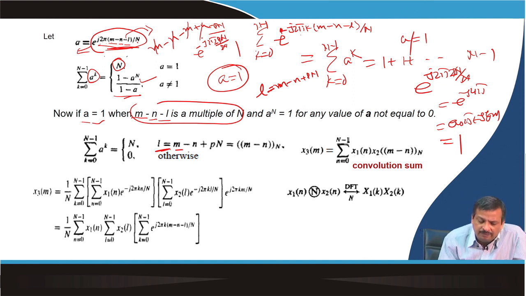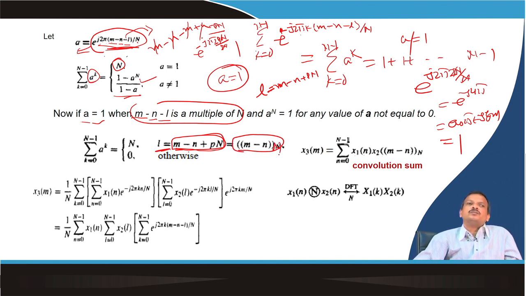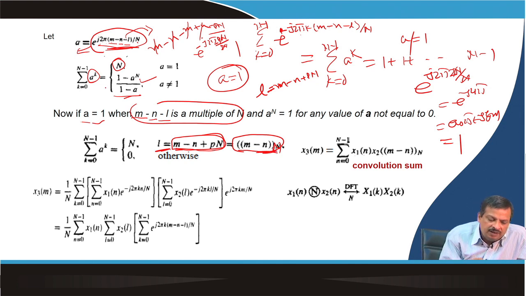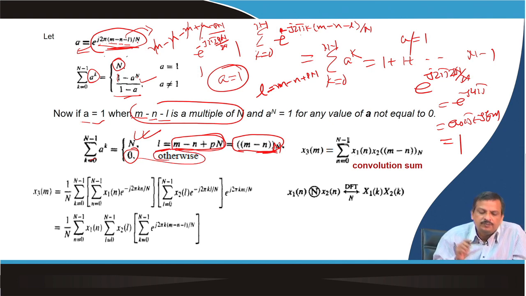Now, what is the meaning of this? The meaning of this is that it is circularly shifting with a modulo of n. m minus n is a modulo of n. So, if m minus n is modulo of n, then this sum becomes n, elsewhere it is 0, because if a equal to 1, this is 1 minus 1 divided by 1, so it is 0. So, elsewhere it is 0.